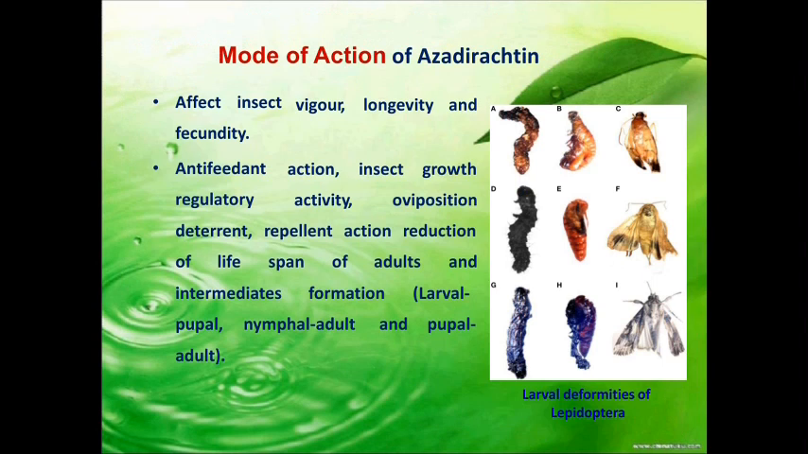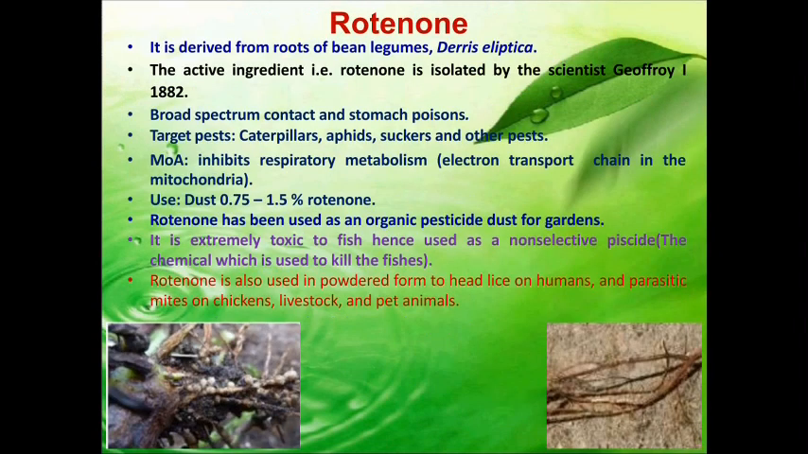Then how does it attack insects? That is, what is the mode of action? It affects insect vigor, longevity and fecundity. It has antifeedant action, insect growth regulator activity, oviposition deterrent and repellent action, reduction of lifespan of adults, and intermediate formation. It is very effective against all life stages, mostly larvae and adults.